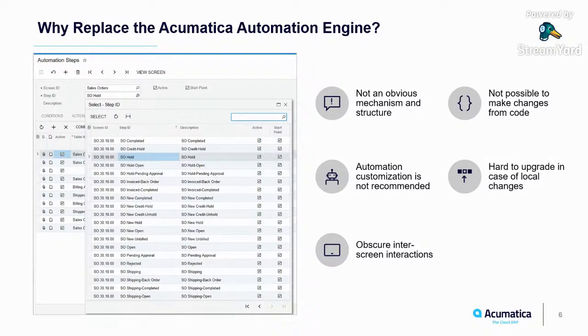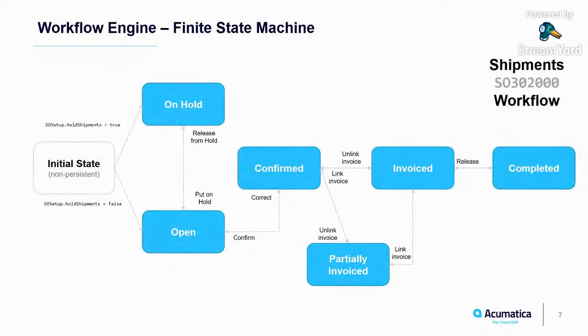So we thought about how we were going to replace it. And we came up with this new workflow engine, which is basically, as it's been termed, a finite state machine. So this is what it looks like if you were on the shipments screen. I'm going to do some things with the shipment screen a little bit later after getting through a little bit of a talk here.